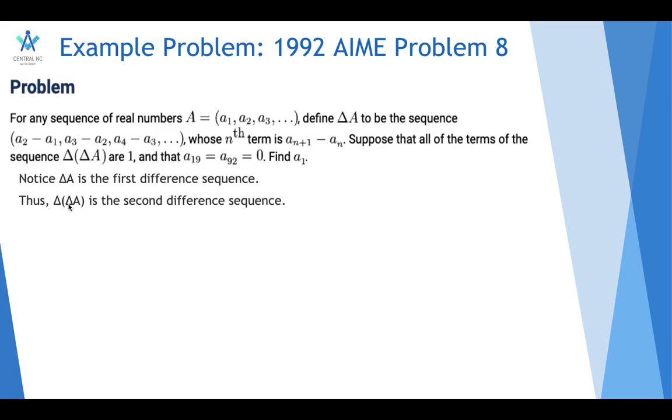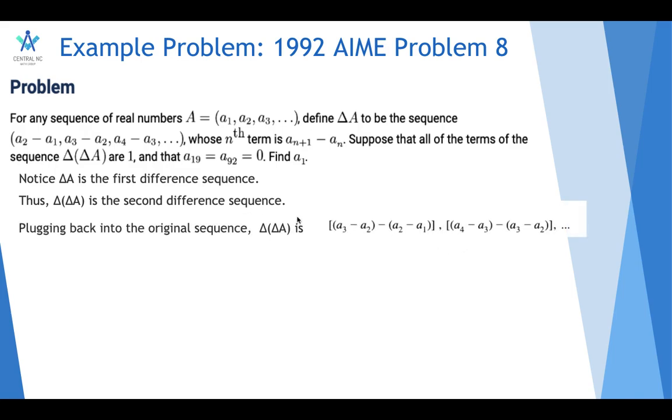So delta delta A is just the second difference sequence, which means that this is going to be a function of degree 2. Now you could bash out the quadratic. I chose not to. I chose to solve it this way. You can plug this back into the original sequence, right? So you're just going to take this difference minus this difference minus this difference, and create new differences.